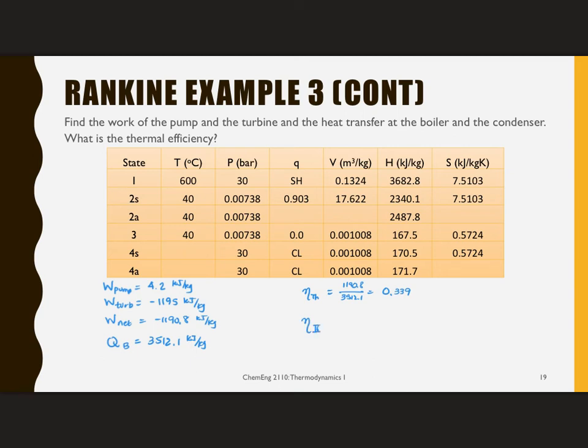And the second law efficiency is 0.339 over 0.6415. Second law efficiency is only 52.85% efficient. We are doing a very poor job of using our resources with this design. However, it is safe for our actual equipment.